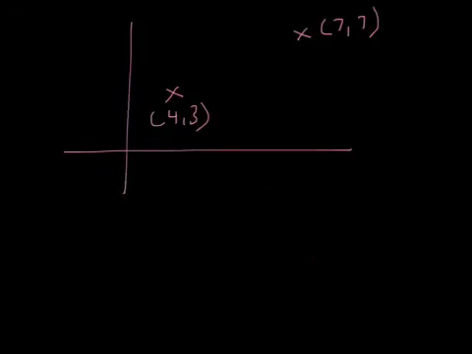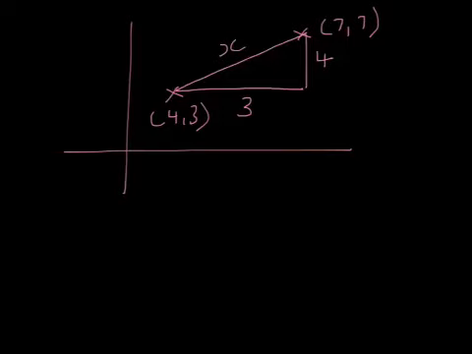Here we've got two coordinates, and the question is, what's the distance between them? What's the length of that line? We can make a right angle triangle. This line goes from 4 to 7, so that length there is 3. This length here goes from 3 to 7, so that length there is 4.